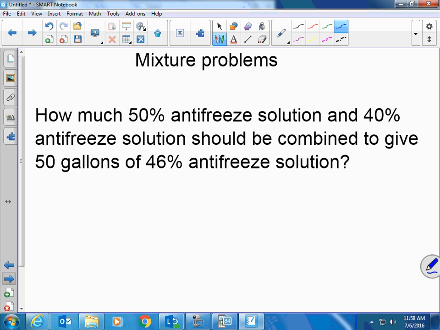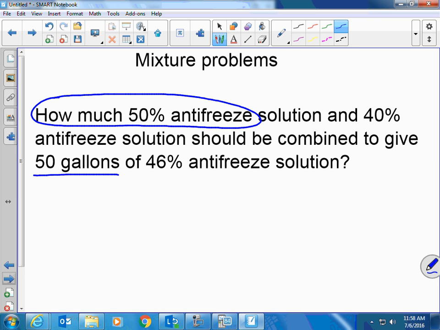All right, let's think back to the coin problem. In the coin problem, we had one equation that told me the number of coins. So let's use the same logic. We're going to have one equation that tells me the amount of solution. Don't care about antifreeze, don't care about mixtures and all that stuff, just how much solution do we have? So how much of this 50% antifreeze do we have? I don't know. X. How much of this 40% do we have? I don't know. Let's call that Y.